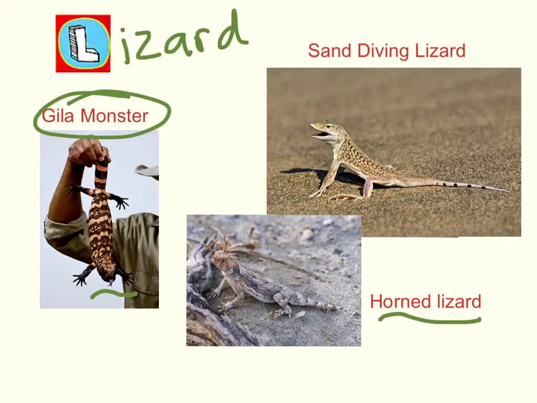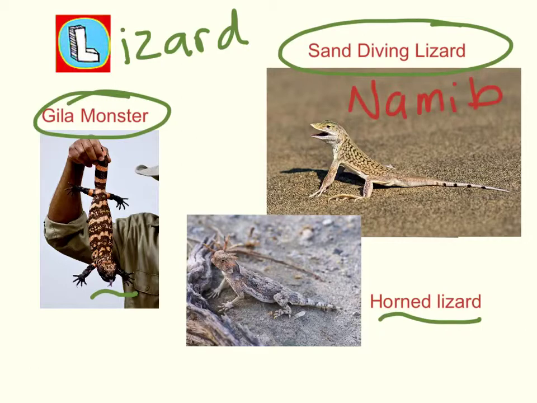And finally, I've included a picture of the sand diving lizard. This one is from Namib. Namib is a desert in Africa. Believe it or not, this lizard is only about 2 inches long. Namib sand diving lizards love to live in sand dune areas of the desert so that they can dig underneath. They eat seeds and also insects, so they're omnivores.